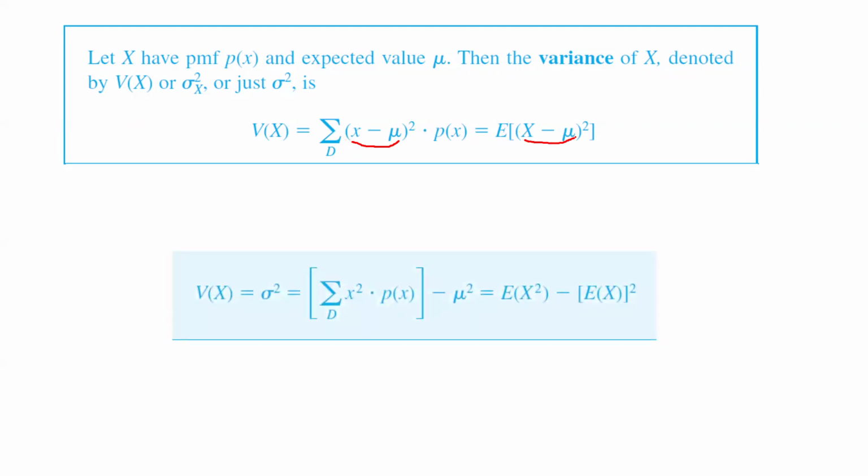Here is another formula. The variance of x, which is denoted by sigma squared, is basically the summation of x squared times px minus mu squared, or the expected value of x squared minus the expected value of x to the second power. So in solving problems, sometimes it's easier to apply one formula or the other. Depending on the question, we can apply a different variance formula to make the calculations a little bit easier for us.